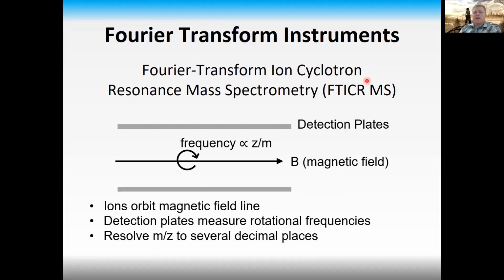And with the FTICR-MS, you can actually get the best resolution of any mass spectrometer out there. But one of the really complicating things about this is usually you don't have a single ion or a single species in here spinning all at the same frequency. Usually you have multiple species, and they're all spinning at different frequencies.